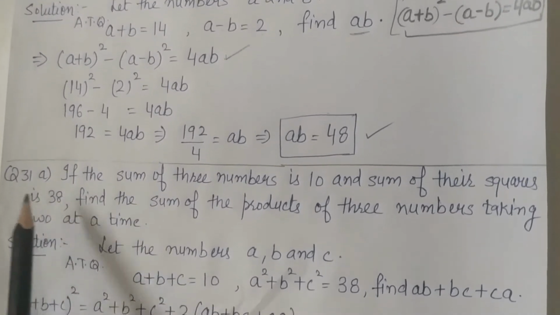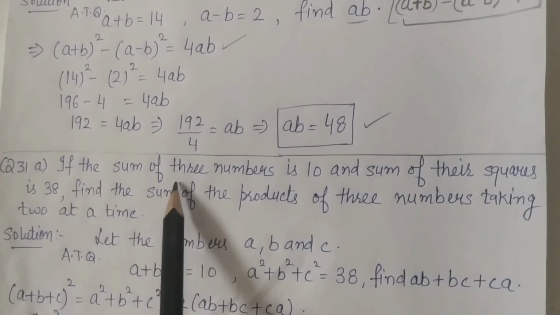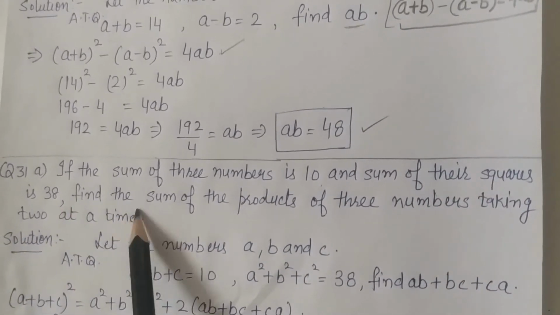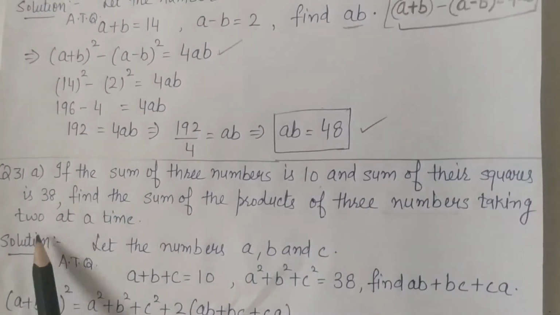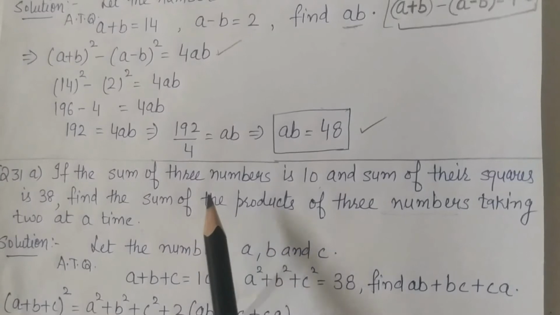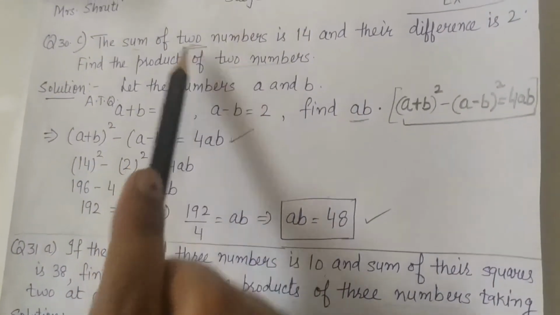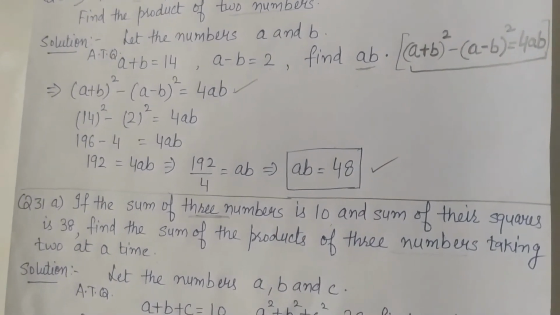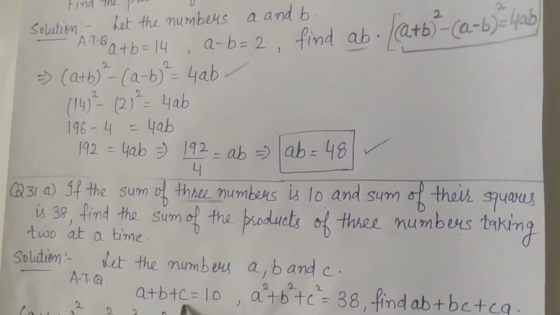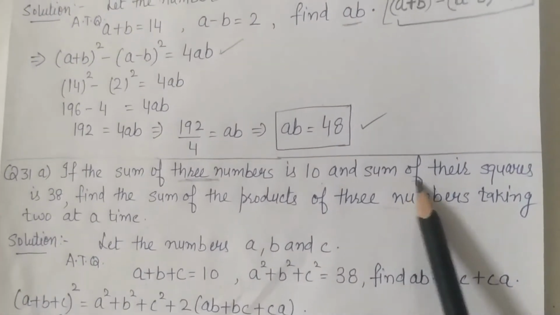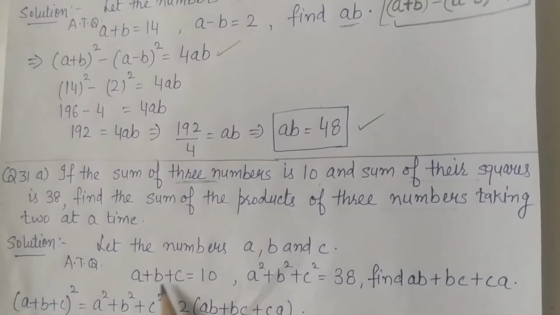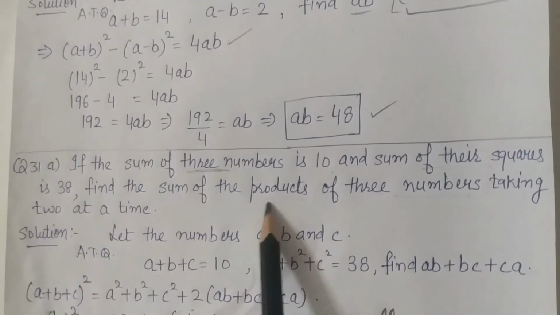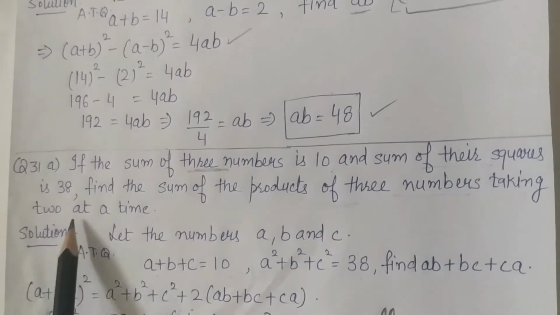Now look at your last question. Finally we reach the last question. If the sum of three numbers is 10 and the sum of their squares is 38, find the sum of the products of three numbers taking two at a time. In previous questions we took two numbers, but now we have to take three numbers. So let the numbers be A, B and C. According to your question, the sum of three numbers A plus B plus C is equal to 10, and the sum of their squares, A square plus B square plus C square, is equal to 38. Find the sum of the products of three numbers taking two at a time.